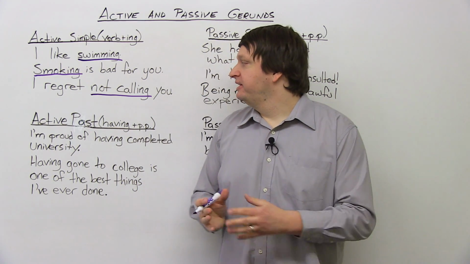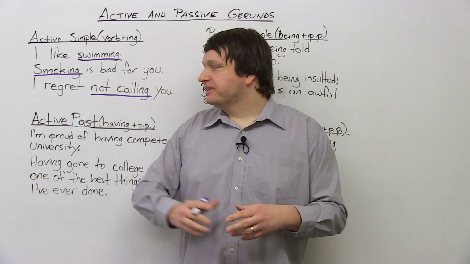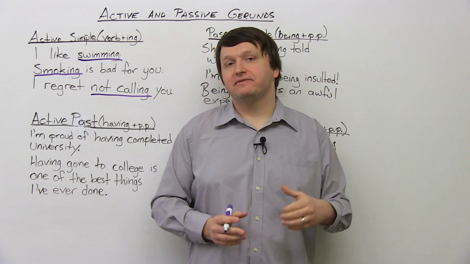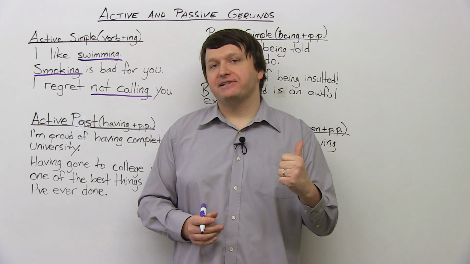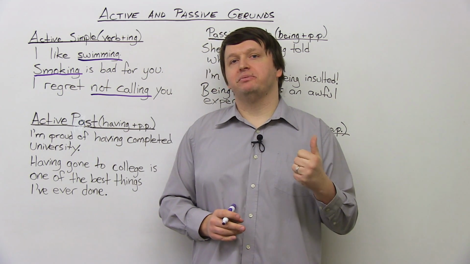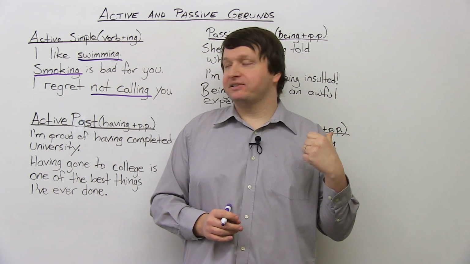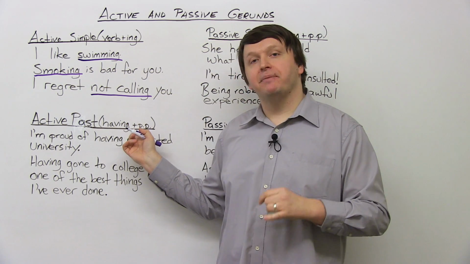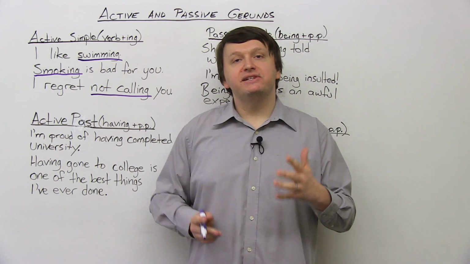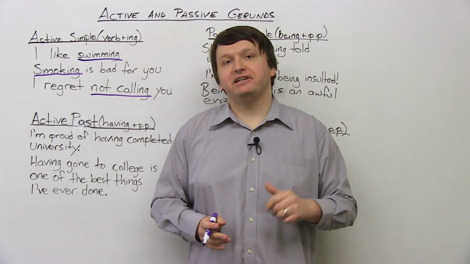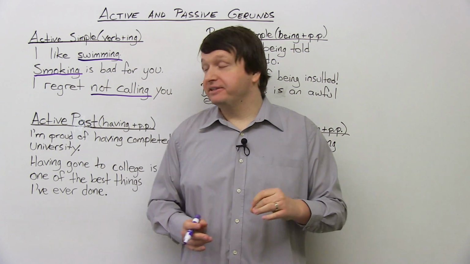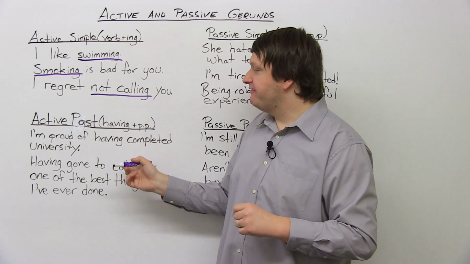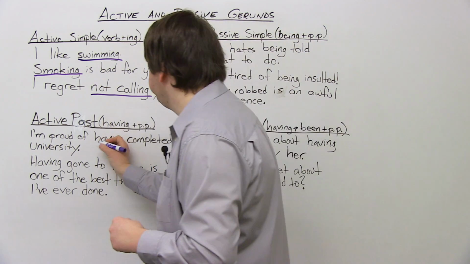Okay, now let's look at the active past. Not the active simple, but the active past. If you specifically want to put a gerund into the past, you can do it by using having plus a past participle. In this structure, having is actually considered the gerund. So let's look at this. I'm proud of having completed university.